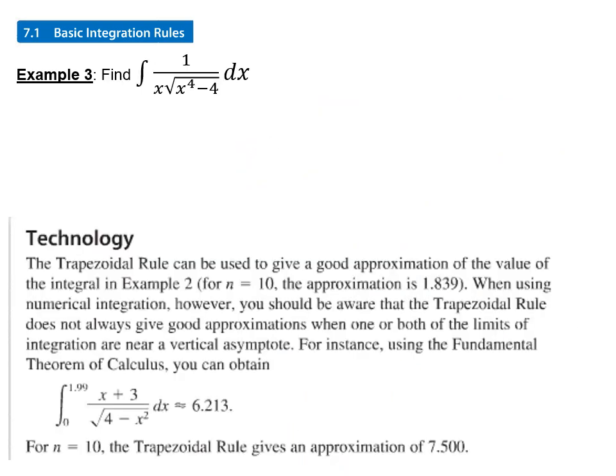Watch out for, on technology, trapezoid rule can give us a good approximation of something, and we can use the fundamental theorem of calculus. Fundamental theorem of calculus gets us 6.213. Trapezoidal rule gives us 7.5. Okay. Trapezoid rule doesn't always give us a good approximation when we're working with it. Now, example 3, we can rewrite that. The x to the 4th is x squared squared, and 4 is 2 squared. That looks like arcsecant, so 1/2 arcsecant x squared over 2 plus c.